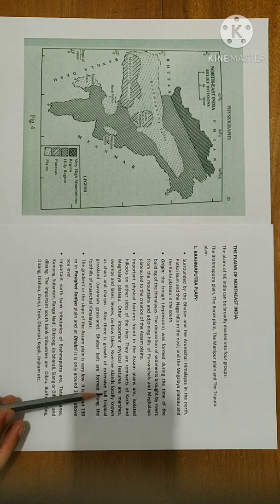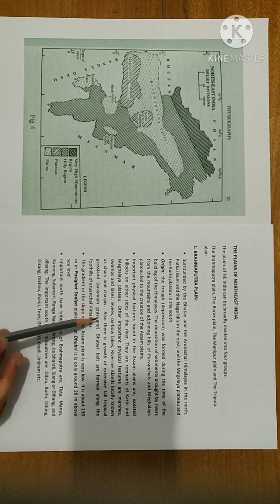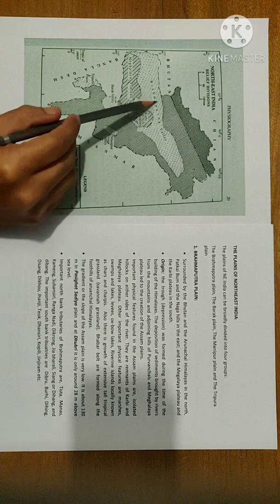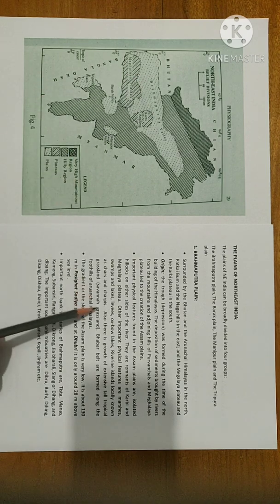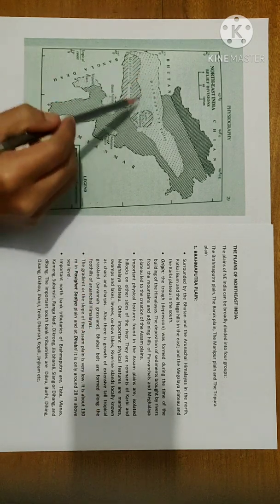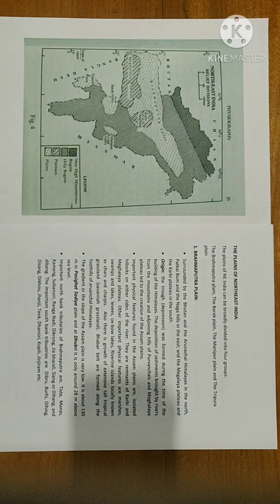Also there is a growth of extensive tall tropical grassland, savanna grassland. Especially around the Kaziranga and Tezpur area, there is formation of savanna grassland. It's a tropical grassland, very tall. If you go to Kaziranga National Park, you will see this type of grassland.